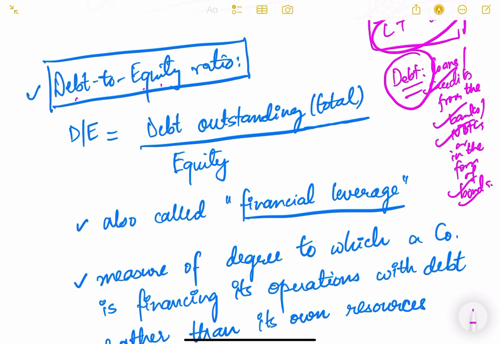In the previous lessons. I think in the financial markets lesson we have seen this. Equity, we know equity means it is the money of the owners of the company, of the shareholders of the company. So that is known as equity.